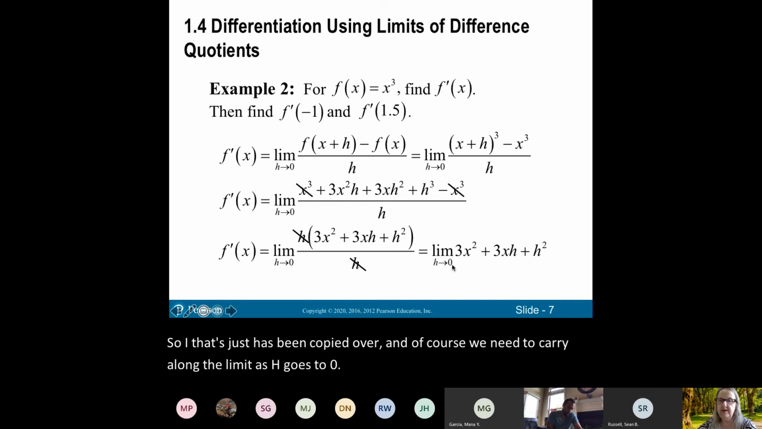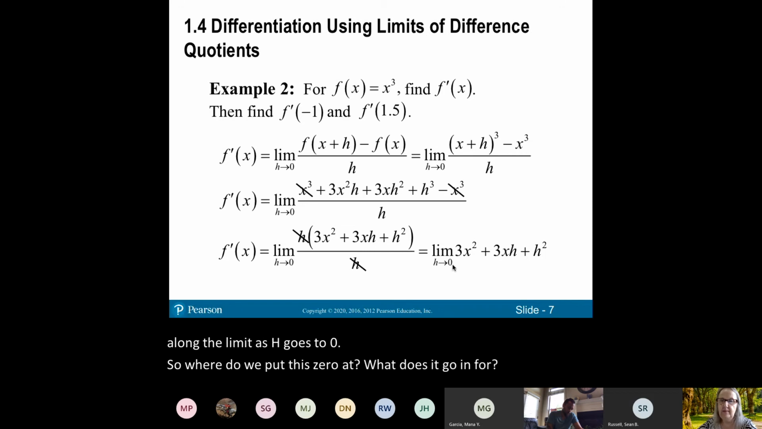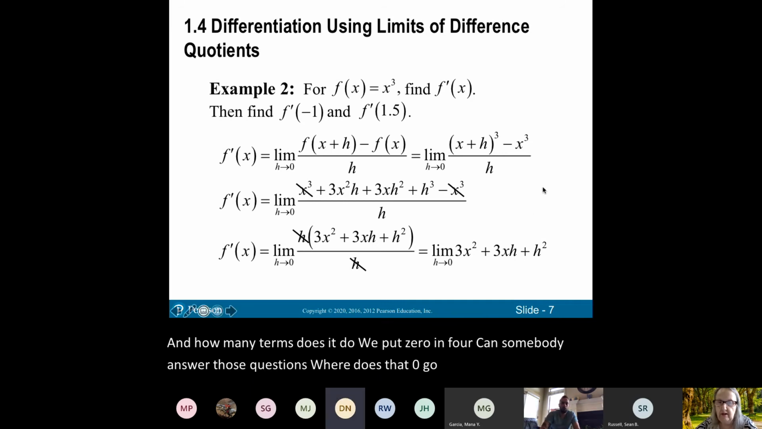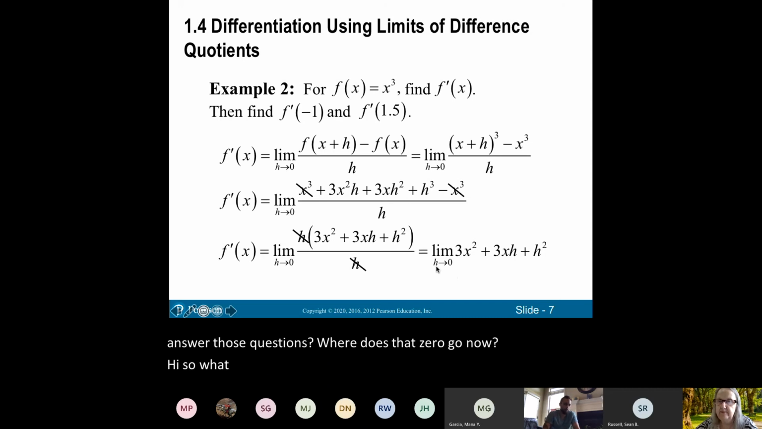So where do we put this 0 at? What does it go in for? And how many terms do we put 0 in for? Can somebody answer those questions? Where does that 0 go now? Did you put x or no? So what is this variable?